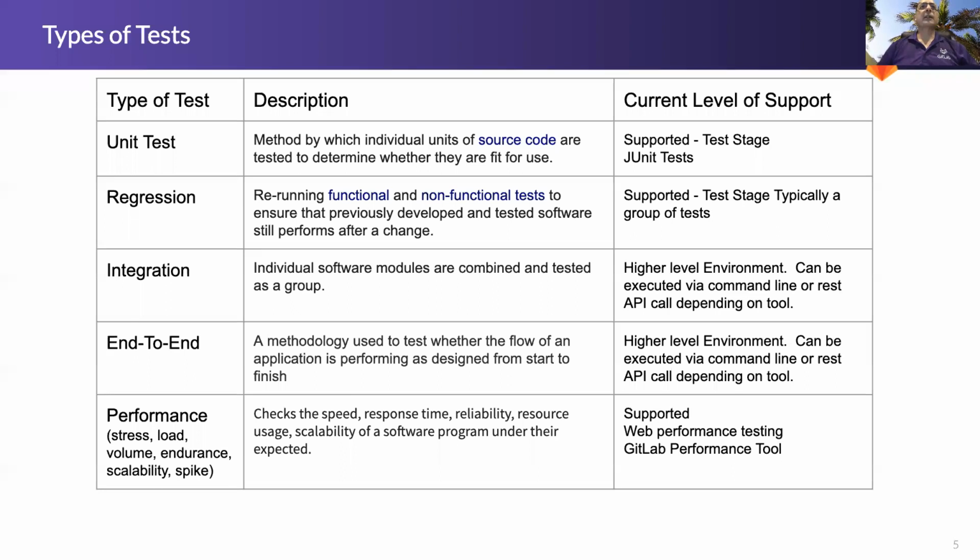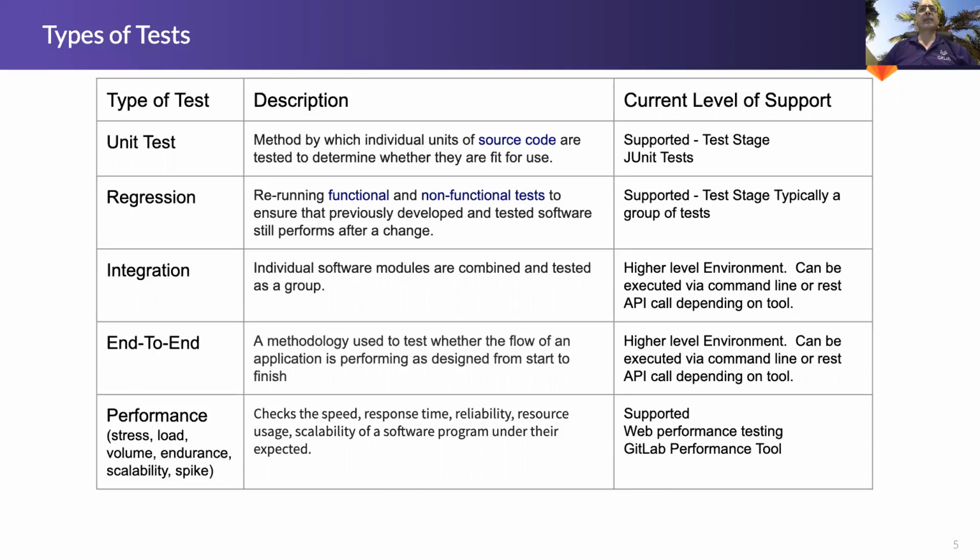So we're going to quickly talk about different types of tests that you may or may not be familiar with. The first is a unit test. These are where you're interested in testing the individual units of source code. So these would be tests that are inside your GitLab project that generally would get executed as part of the test stage. And we're going to take a closer look at those and what some of the benefits are as we talk about some of the other stages within GitLab here.